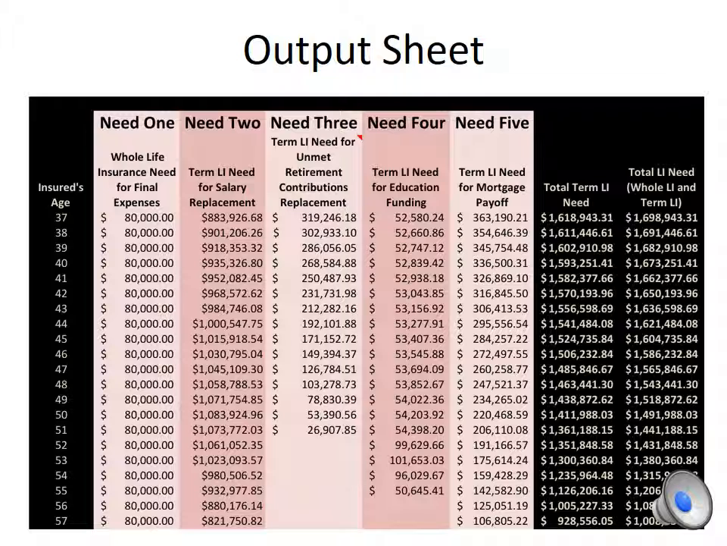Need 1. We'd recommend the client purchase $80,000 of whole life insurance. This would cover her final expenses even if she dies late in life.